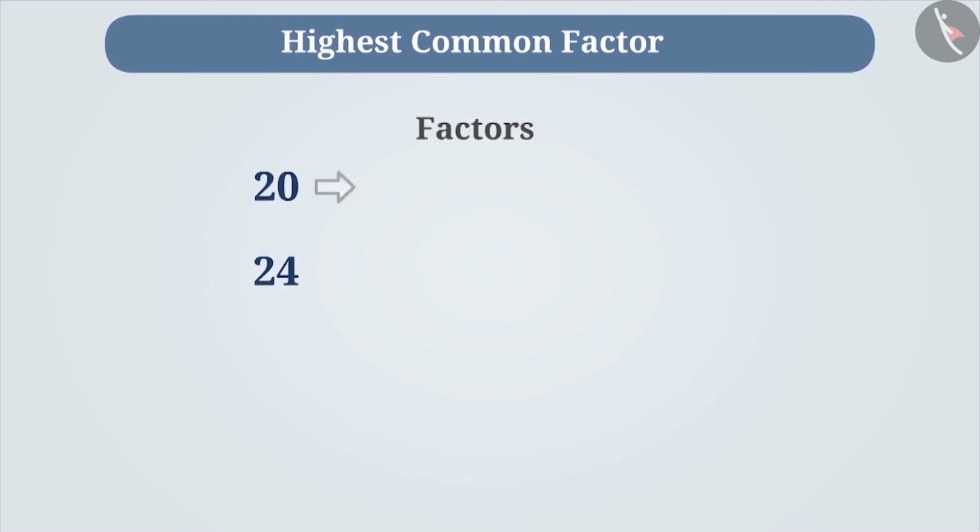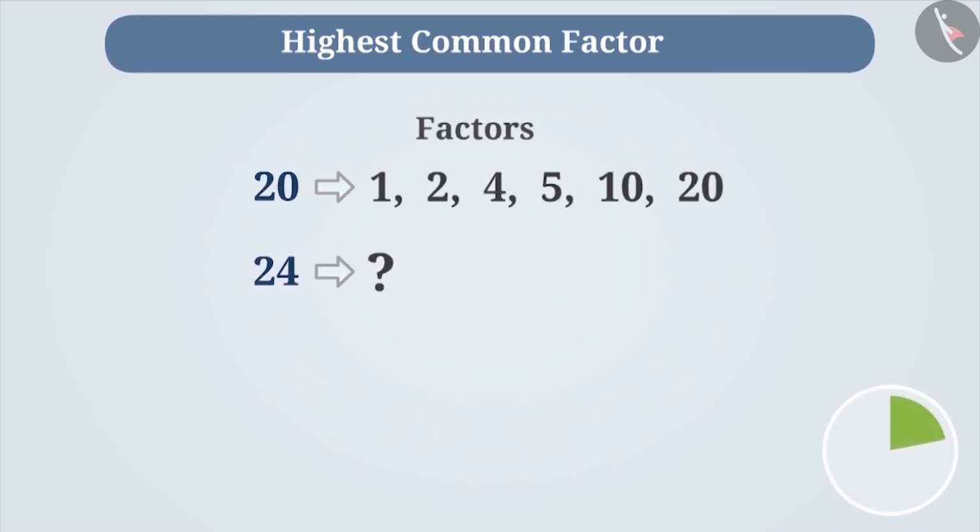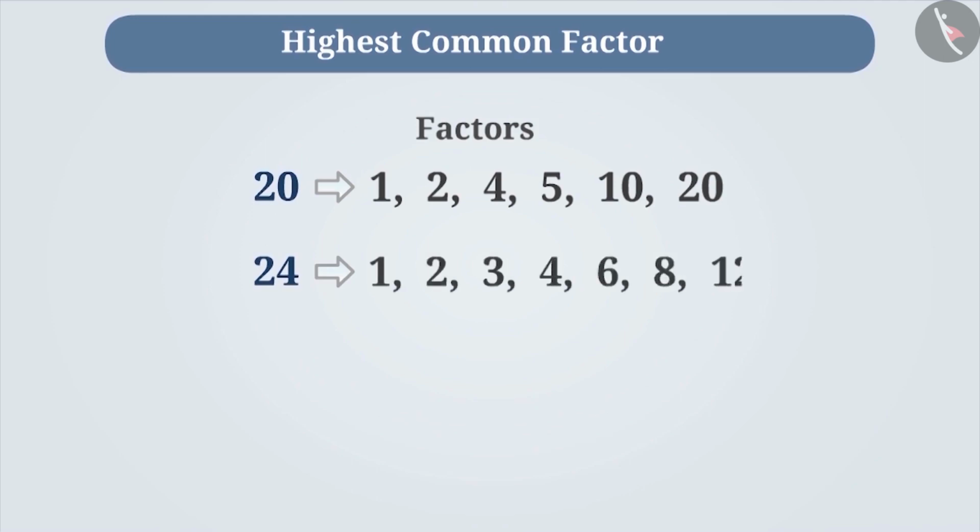The factors of 20 are 1, 2, 4, 5, 10, and 20. Similarly, can you list the factors of 24? Think about it. You are right. The factors of 24 are 1, 2, 3, 4, 6, 8, 12, and 24.